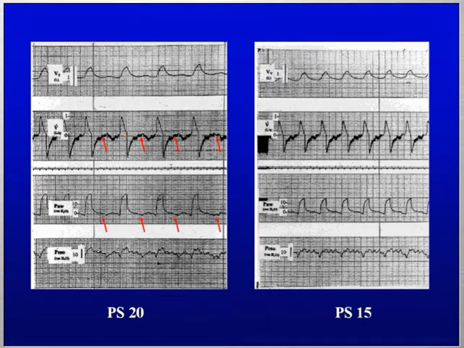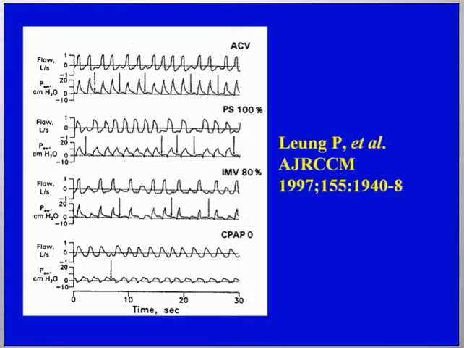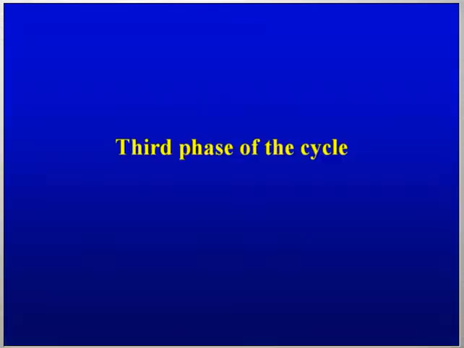Usually, when you see these typical tracings of flow or pressure indicating ineffective efforts, typically the best response is to decrease the amount of assistance. This is just to indicate that it's not specific to any mode. It is described here with assist control, pressure support, or SIMV.